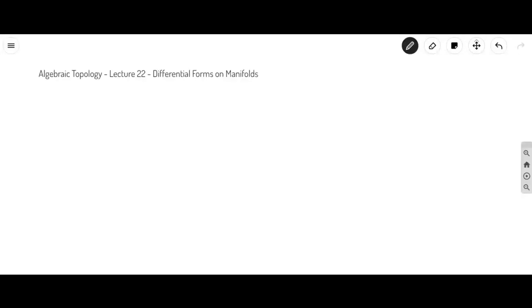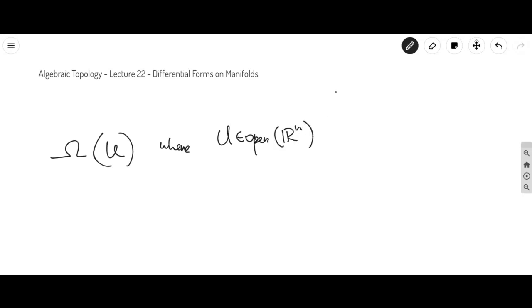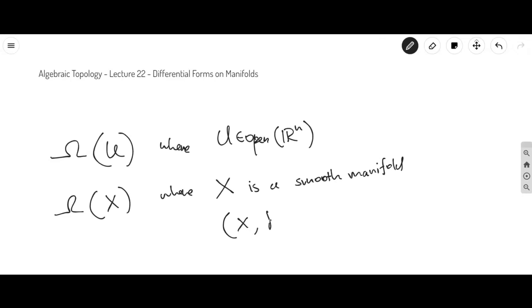In the previous lecture, we defined what it means to be a differential form on a Euclidean open set. So what we had was, we defined what is known as the differential form algebra of U, where U is an open subset of some Euclidean space. And what we are going to do today is define the differential form algebra of X, where X is a smooth manifold. Technically, it should be X, comma, a smooth atlas, but we usually suppress the smooth atlas. So that's what we're going to define.